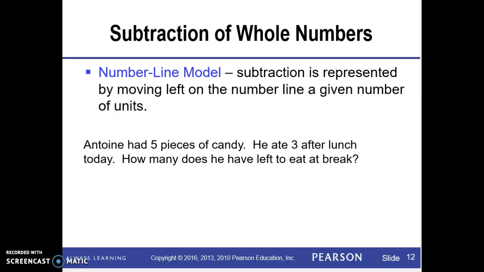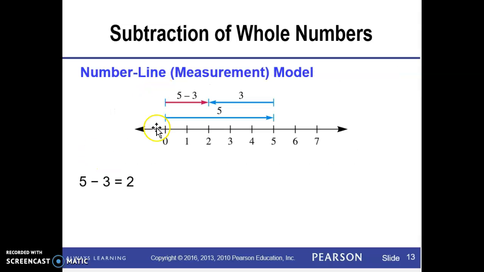Okay, so think about what this would look like on a number line. Here's the 5 pieces of candy that Antoine bought at the beginning of the school day. Here's the 3 pieces he already ate. So you can see how I'm removing those from the 5 that I had. And the answer is right here. The answer is the distance between this blue bar and this blue bar. That's going to be represented by 5 minus 3, and I can see that that is 2 spaces wide.